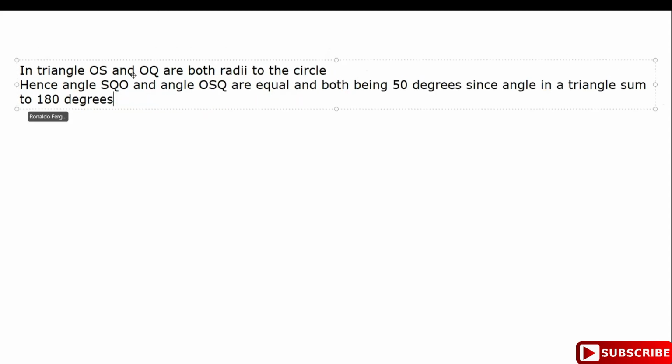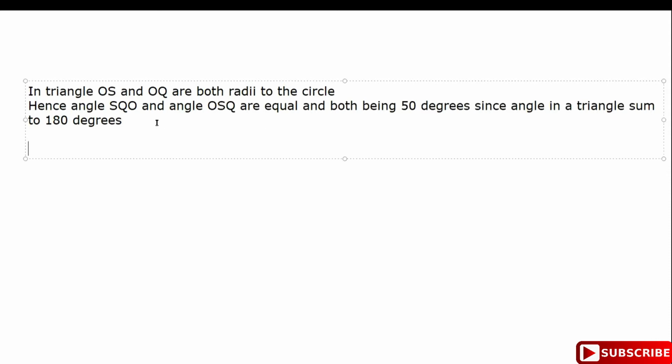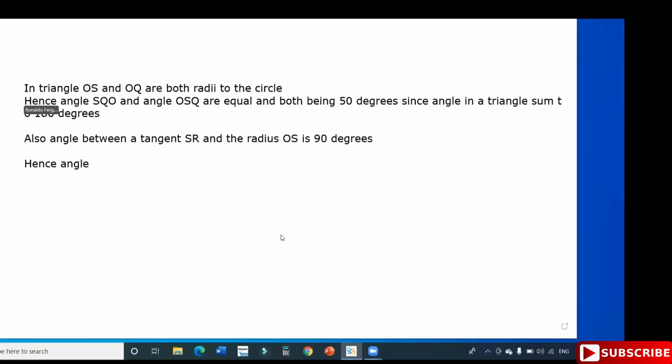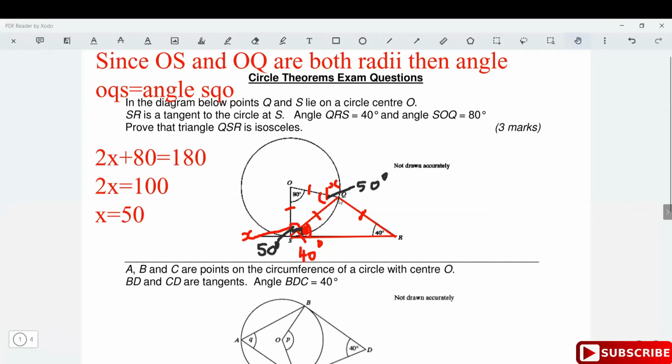Now after you say all of that, we can also say the angle between a tangent, in this case the tangent SR, and the radius OS is 90 degrees. So hence, you see this angle right here, angle OSQ plus angle QSR equals 90.